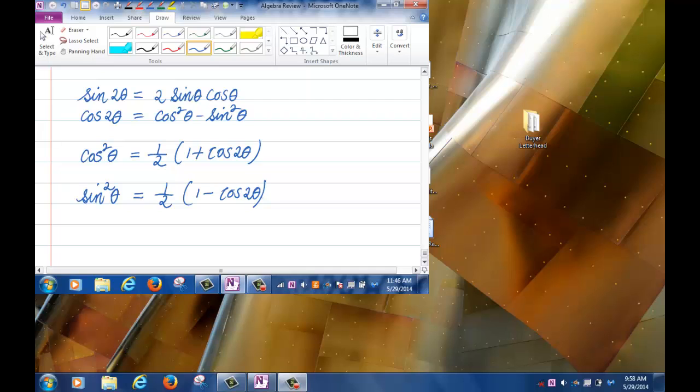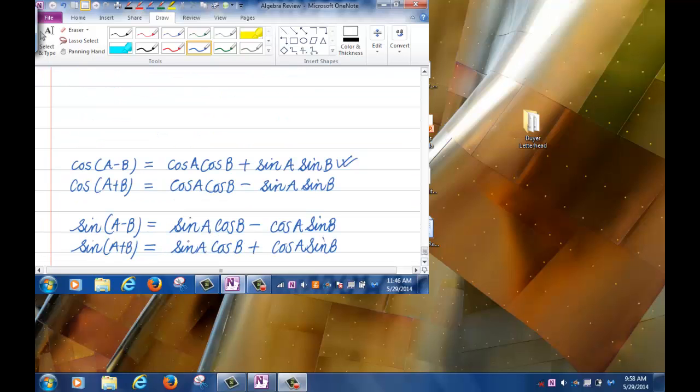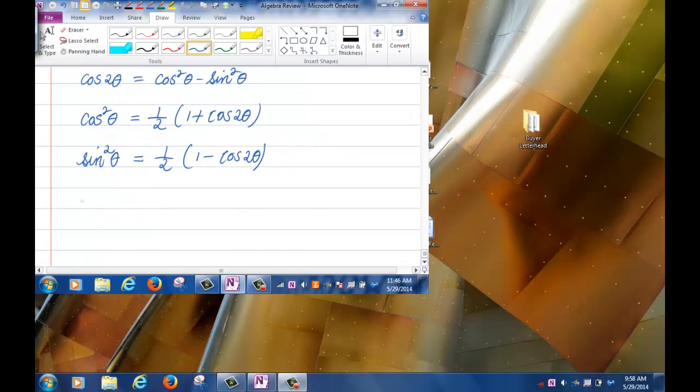What else do we need? We also need to know the following. Usually you need these 2 in Calc 2 and Calc 3, because they are used to evaluate integrals involving these trig functions. But we'll see that later. And then there are 2 others, which are the following.